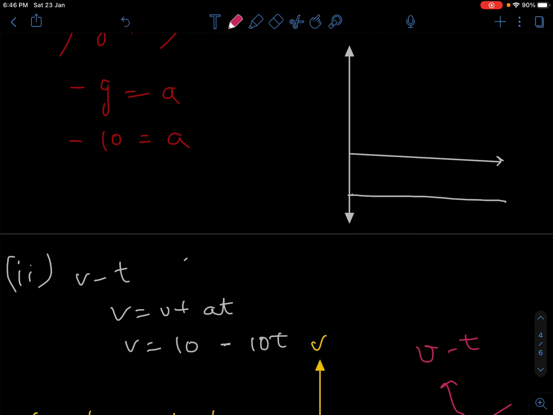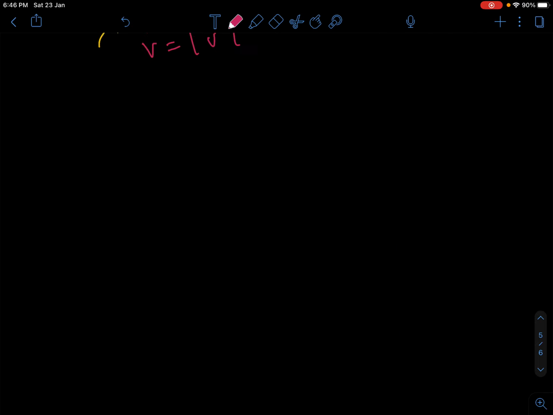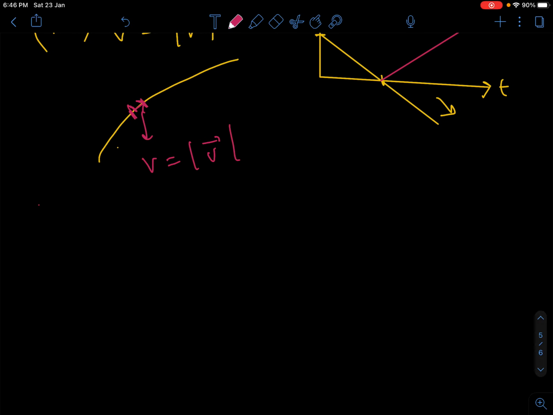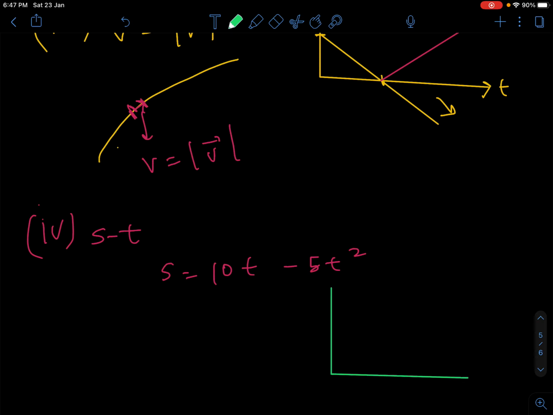Next is displacement-time, no problem. Fourth, displacement-time. So how can you find displacement? s equals ut plus half at square, that means 10t minus 5t square. So let's make the axis. We have made the axis.